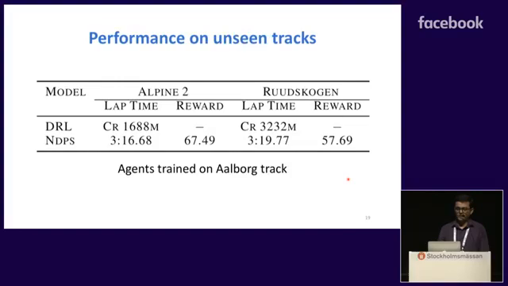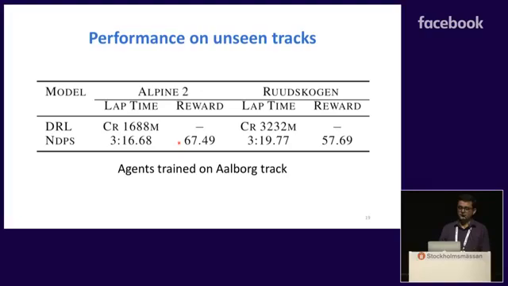Now we have the performance on unseen tracks, or generalizability. And here we can see what we witnessed in the video. The DRL agent crashes and is unable to complete the race, whereas the NDPS agent completes the race and has a reasonable lap time in the race. This shows us, essentially, that the NDPS is far better at generalizability than the DRL agent.